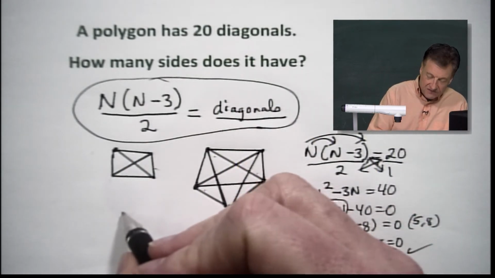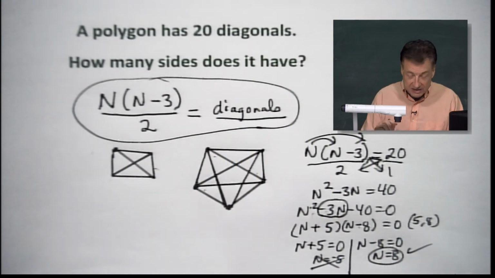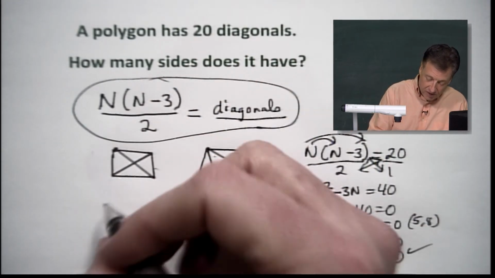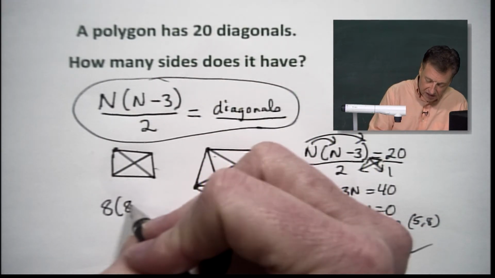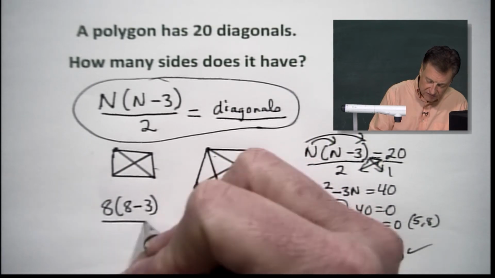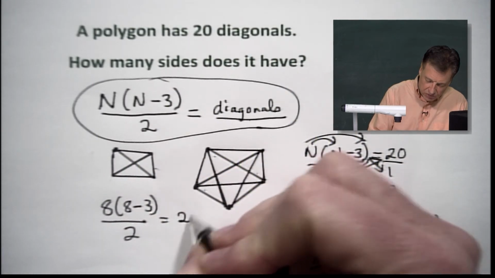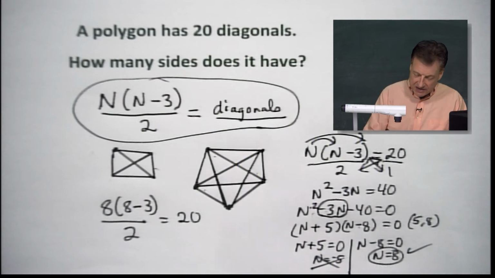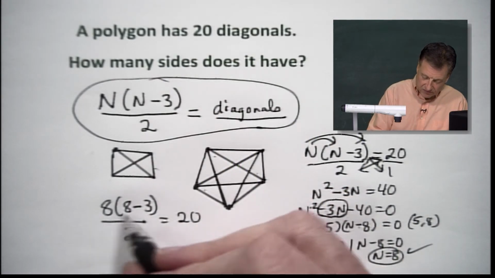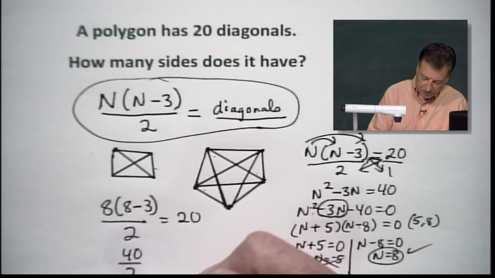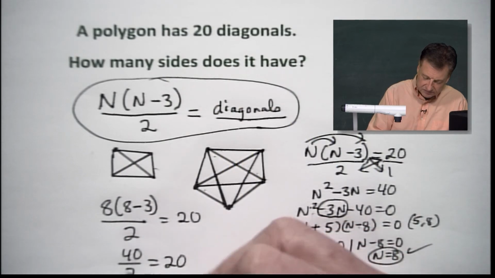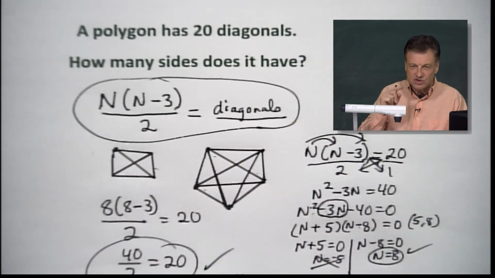If we have an 8-sided figure, by the way, it's an octagon. All right? How many sides does it have? That's 8. In the formula, 8 times 8 minus 3 divided by 2 equals 20. We'll do a quick check. And that's going to give us, looks like, what? 40 over 2. And does it give us 20? Yes, it does. Checks out.